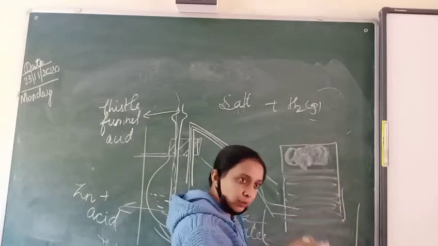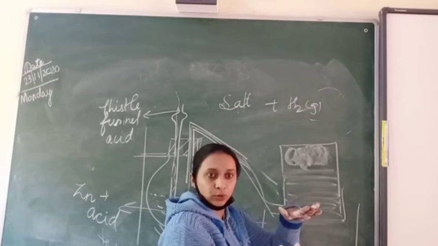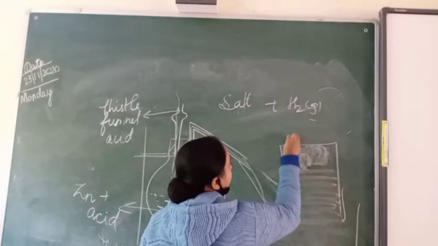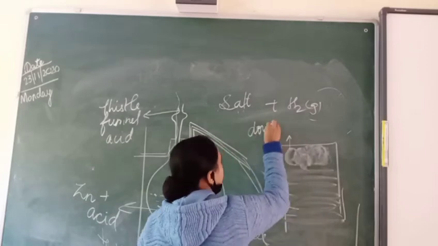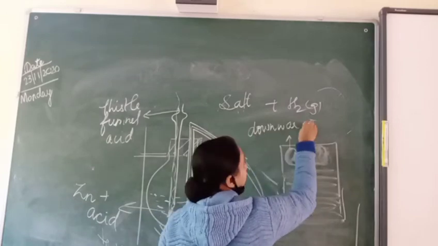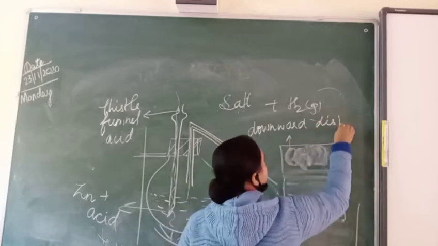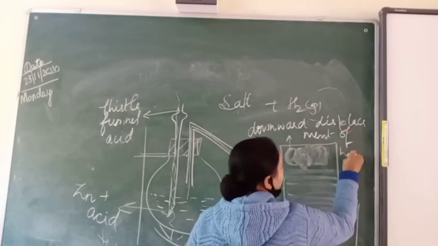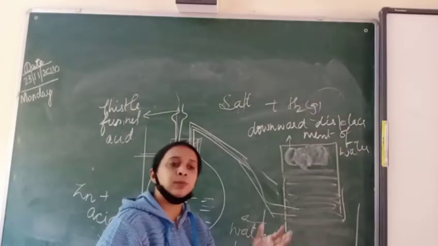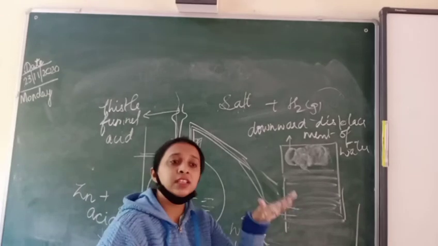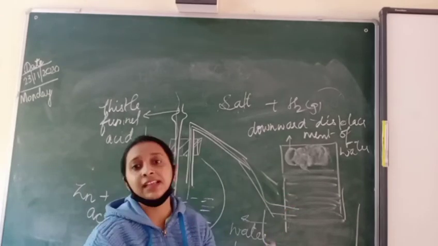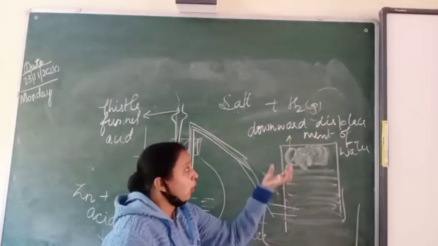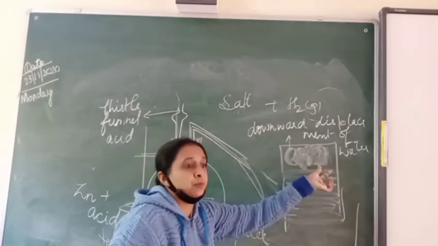So what is the collection method? It is known as downward displacement of water. This is the collection method. Why downward displacement? Because water is getting displaced down as the hydrogen gas is being collected. Are you getting, everyone? Now, why do we only collect by downward displacement of water? Why do we not collect it over air?